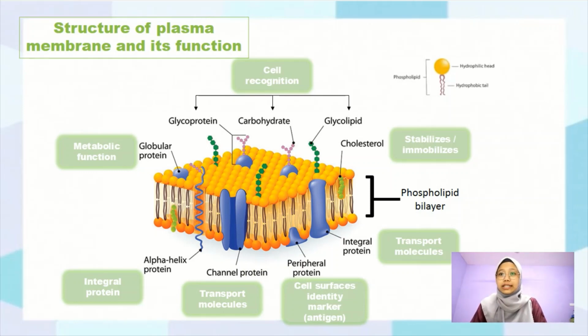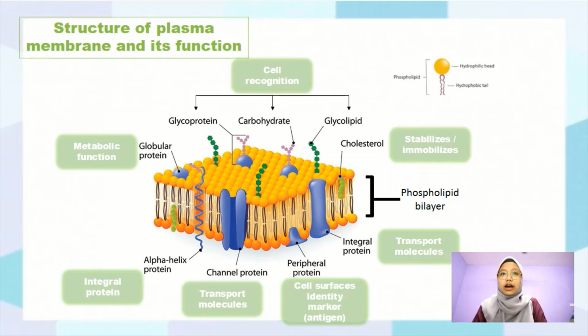These phospholipids line up in two layers with the heads pointing outward and the tails hidden in the middle. So it basically looks like a sandwich. Now let's move on to other structures of the plasma membrane.